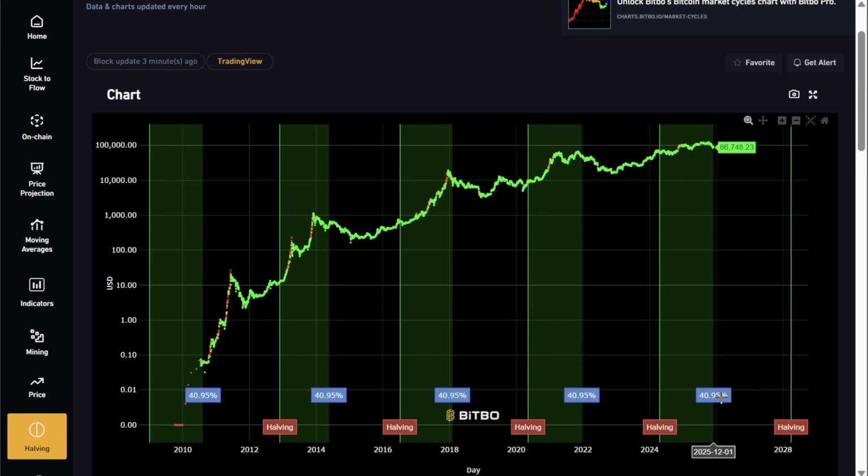So 40.95%. Every 4 years, we tend to see the halving. We can see that after those 40.95%, we tended to see the price coming down. Not in the very first cycle, but definitely since the cycle that started in 2012. If 2026 is a bearish year, we'd simply just see history repeat itself again. The pattern would just be repeating again.